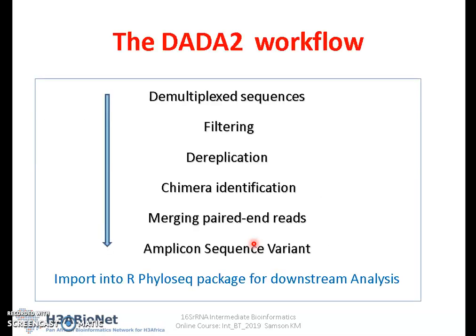Okay, so in summary, this is the workflow of the pipeline. Again, you must have the multiplexed sequences, then you do the filtering, and then the dereplication. When you dereplicate, you want to get only representative sequences, but you keep the frequencies of each sequence in the OTU table. Again, you do the chimera identification and removal, then you merge the paired-end reads, then you come up with the amplicon sequence variants or exact sequence variants. This output can then be imported into the R phyloseq package for the downstream analysis.